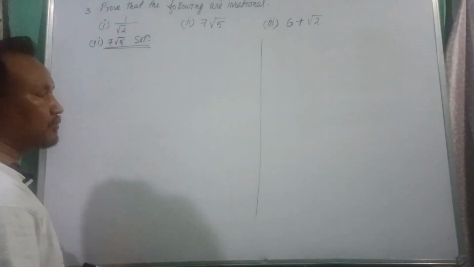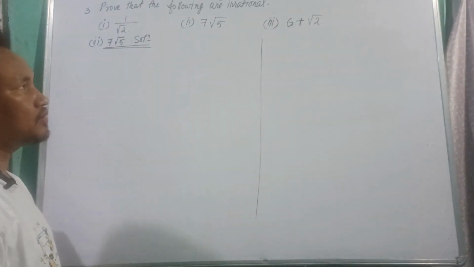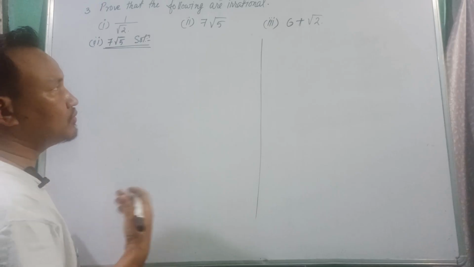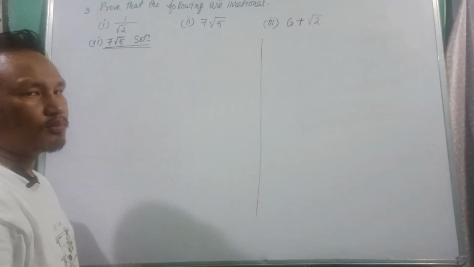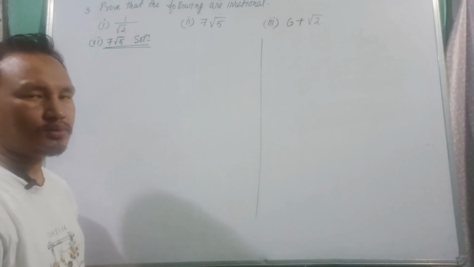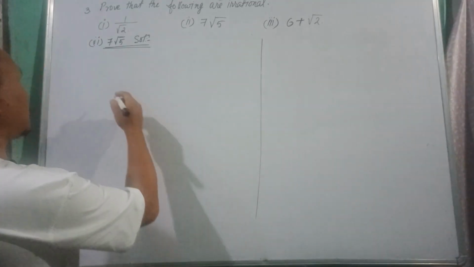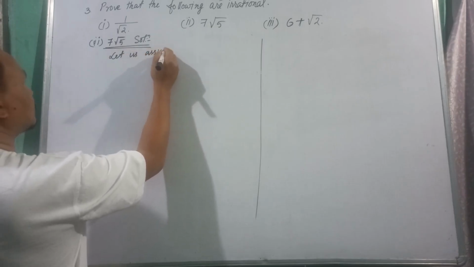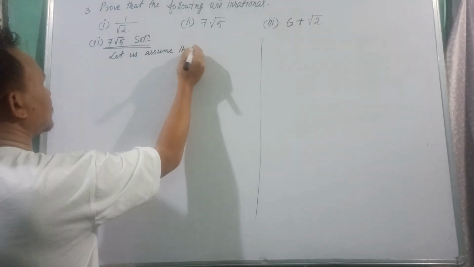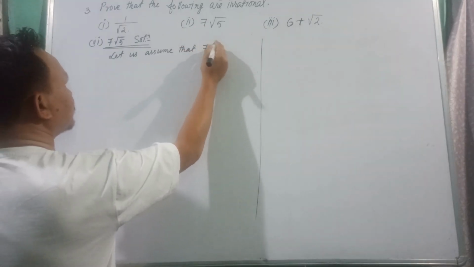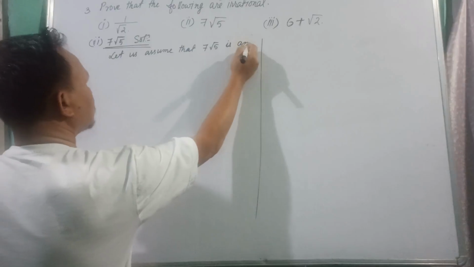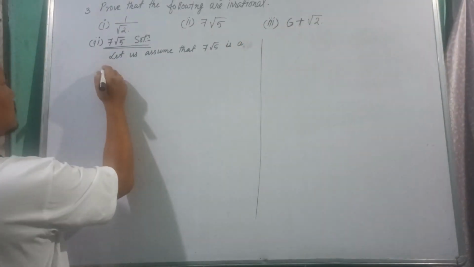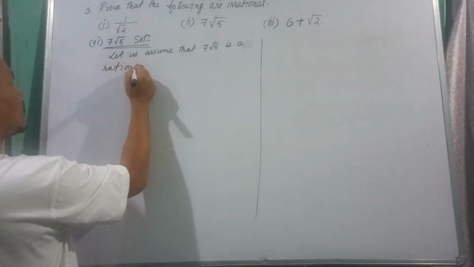So first, when we say method of contradiction, what we are going to assume is the opposite of what we have to prove. Okay, we have to take the opposite. It is given irrational. We have to prove it is irrational, but let us take the opposite, that is rational. Okay, so let us assume that 7 root 5 is a rational number.